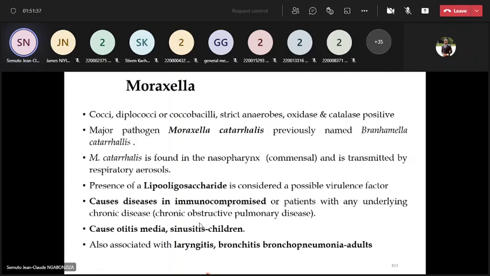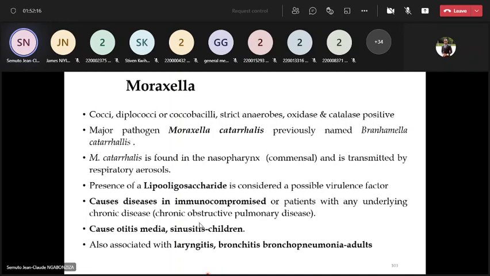It is found in the nasopharynx as a commensal and is transmitted by respiratory aerosols, as is meningococcus. It has lipo-oligosaccharide, which is considered a virulence factor, and causes disease in immunocompromised patients or patients with any other underlying chronic condition, like chronic obstructive pulmonary disease. So they are opportunistic pathogens. Only immunocompromised patients or patients with underlying chronic disease will have problems with this.